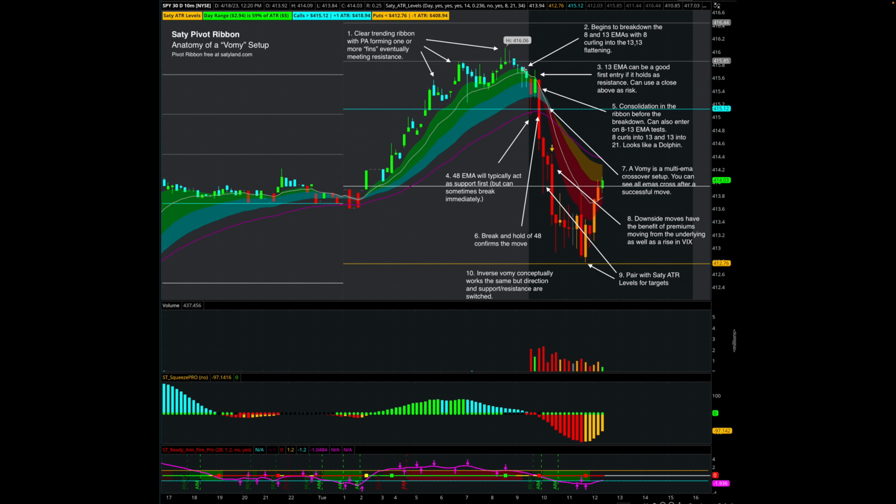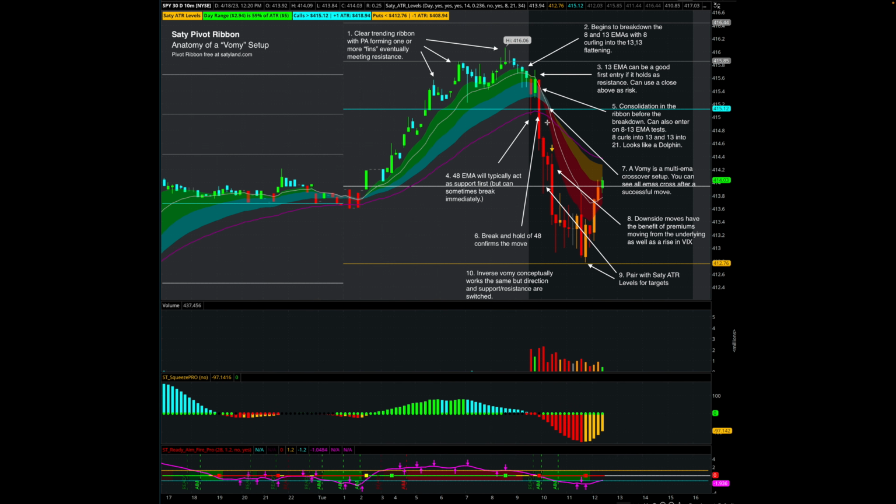Now, often when it starts to break down, you'll get this test of the 48, but you'll get some consolidation afterwards before it fully breaks down. So you're going to get a break of the 48. In order to actually have a Vomy be confirmed, you have to get this break of the 48. So break and hold of the 48 confirms the move. So you can actually wait for the break of the 48, and you can also get in on the 48. Or get in after the 48 break, after you've confirmed full close below the 48, you can get in on the next pullback.